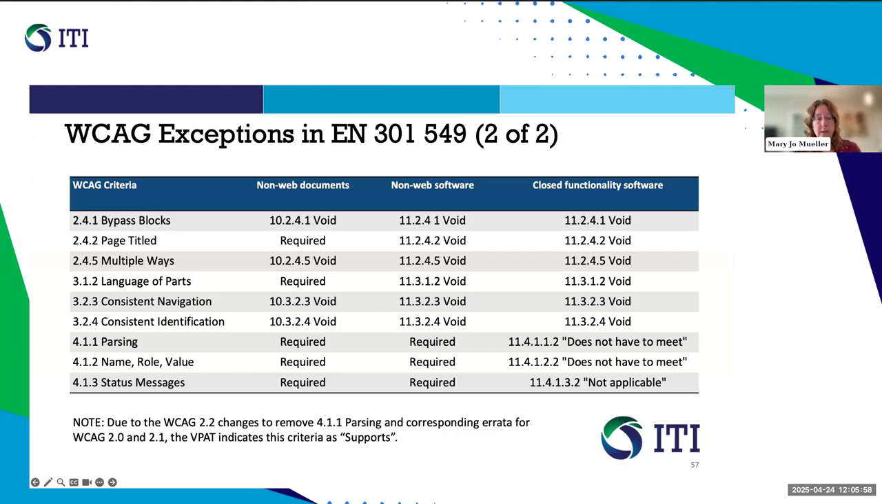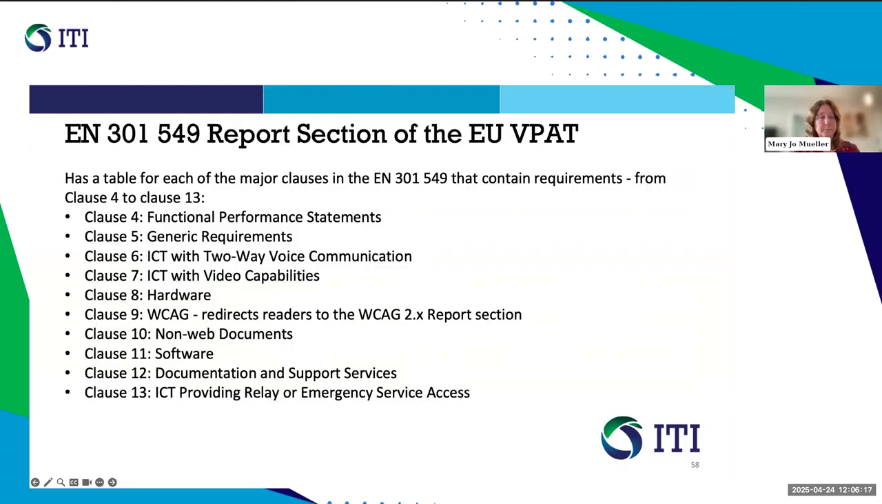All of these exceptions are reflected in the WCAG tables of the VPAT with the notation does not apply. The one unique item I want to point out with WCAG 2.0 and 2.1, they changed 4.1.1 parsing to indicate the criteria is automatically met. So the VPAT does the same and marks those as supports in the conformance level column.